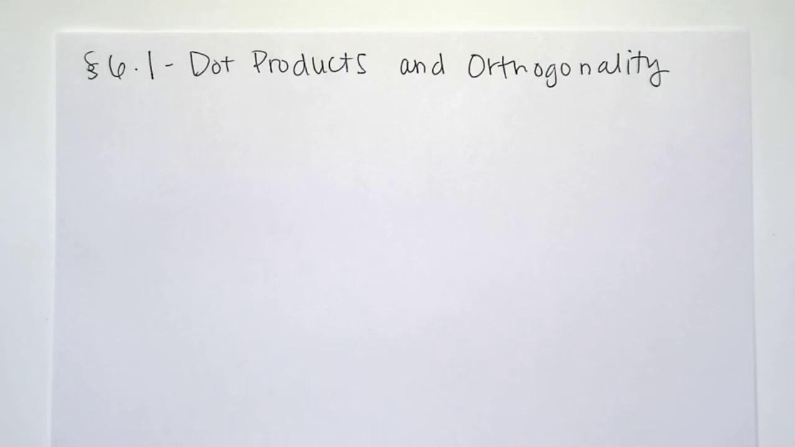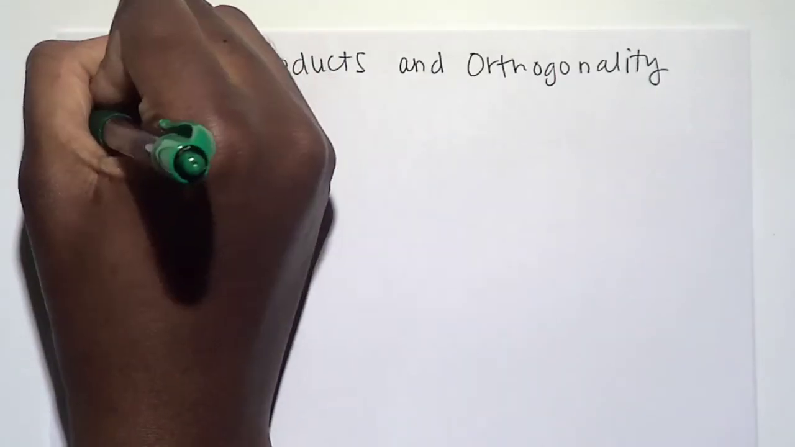This section is on dot products and orthogonality, and in this section we're going to talk about all of these geometric concepts that we've learned before in the past in 2 dimensions, but now we're going to generalize them and talk about what they look like in multiple dimensions, so in Rn.